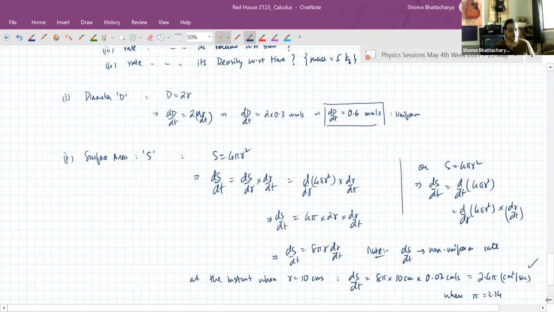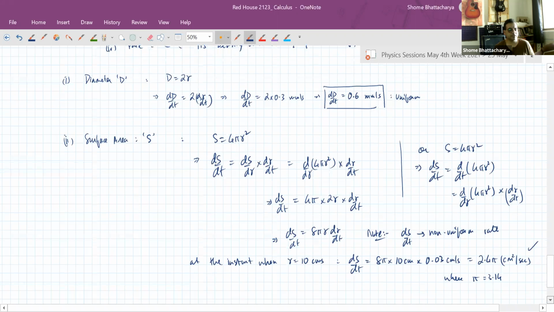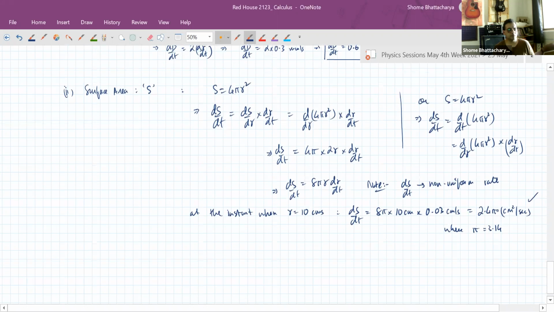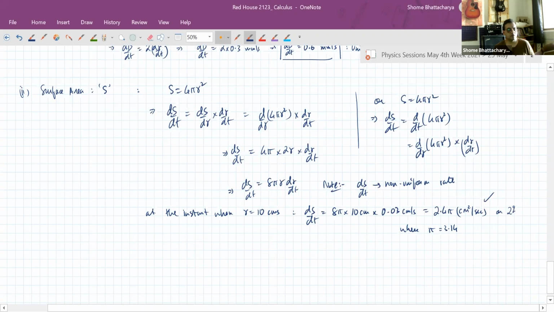That's correct. Okay, so if we express this in millimeter square per second, this will become 240 pi millimeter square per second, because 1 centimeter square per second will become 100 millimeter square per second.